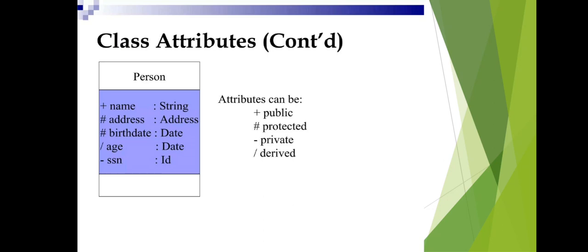In this slide we will discuss the different types of access specifiers. We can access an attribute from one class to another class. There are four types of access specifiers: public, protected, private, and derived. Public defines that the attribute can be accessed within the class and outside the class. Protected defines that the attribute can be accessed within the class and also in subclasses. Private means the attribute is accessed only within the class, and a derived attribute is accessed from another attribute.